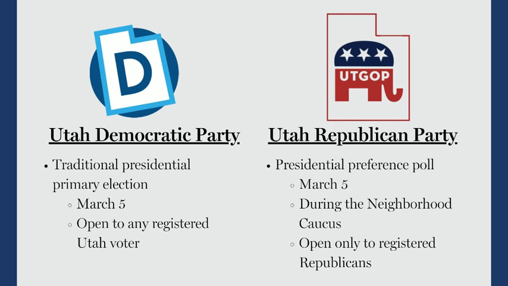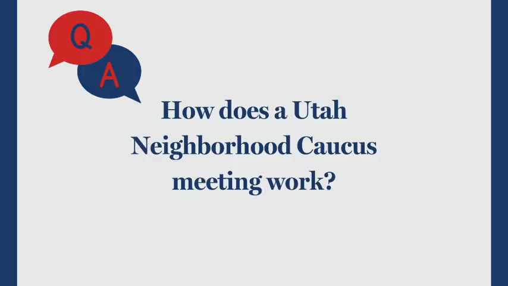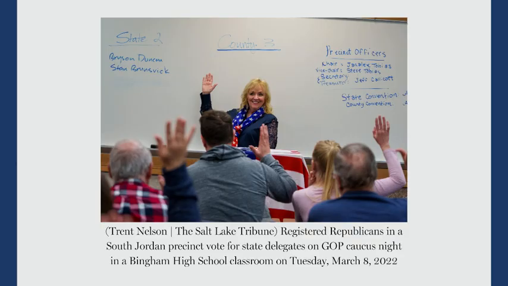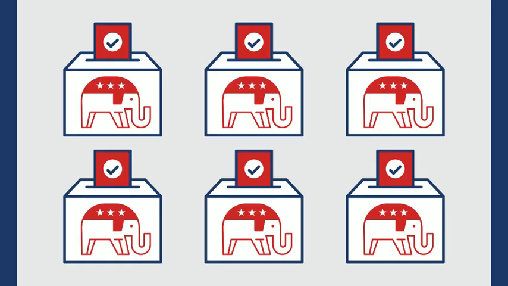Number 2, how does a Utah neighborhood caucus meeting work? Typically, parties hold neighborhood caucuses every 2 years to choose delegates to the state nominating conventions. This year, however, Republican caucus goers will also vote for which candidate they want to be their party's presidential nominee.